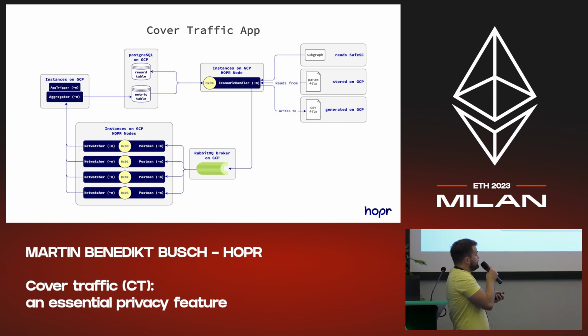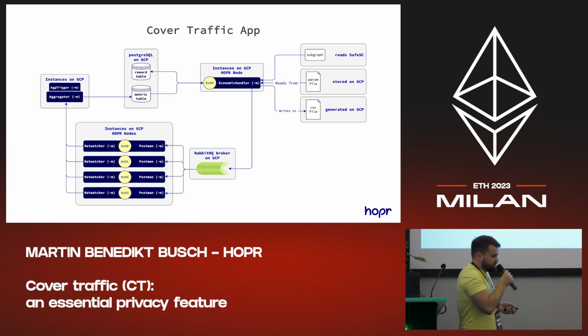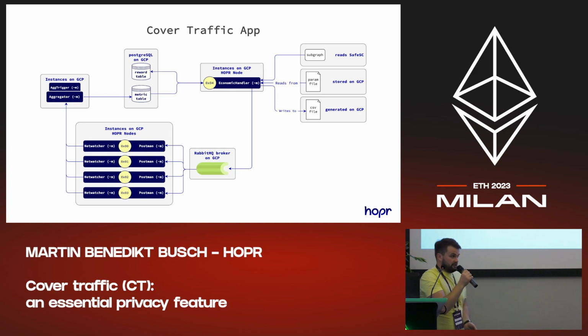This gets sent to RabbitMQ, a message broker, which then feeds another sidecar attached to the same nodes as the net watchers, which is called a postman. And this postman is then going to send out cover traffic to the nodes in the network.